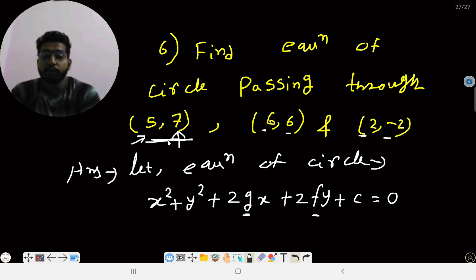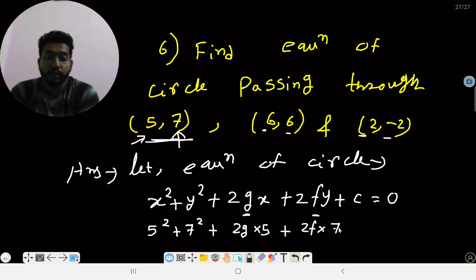Now look, what is the first point? The first point is (5, 7). That means 5 square plus 7 square plus 2g into 5 plus 2f into 7 plus c equals 0, like this.